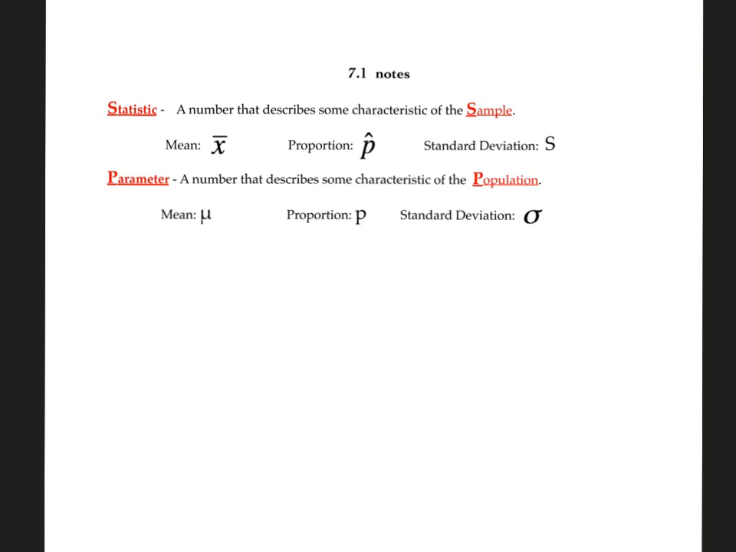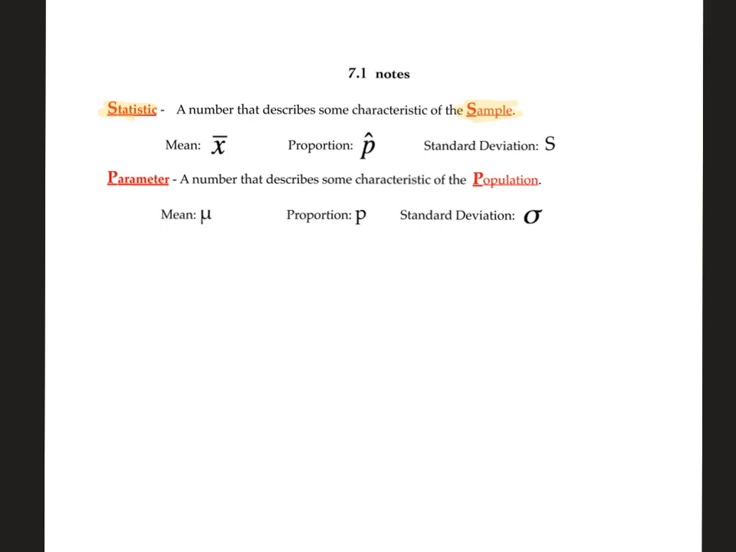Okay, this video is about section 7.1, where we're going to look at some vocabulary and get you a little bit more familiar with the difference between statistics and parameters. So, if a problem is ever referring to a statistic, that means it's talking about something that comes from a sample. It could be a sample mean, a sample proportion, or a sample standard deviation.